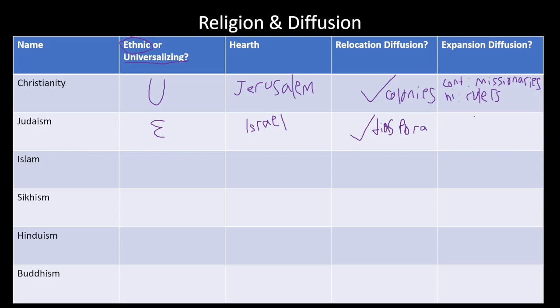Diaspora. What about expansion diffusion? No, not really a big part of Judaism. That really enforces the idea of it being an ethnic religion.